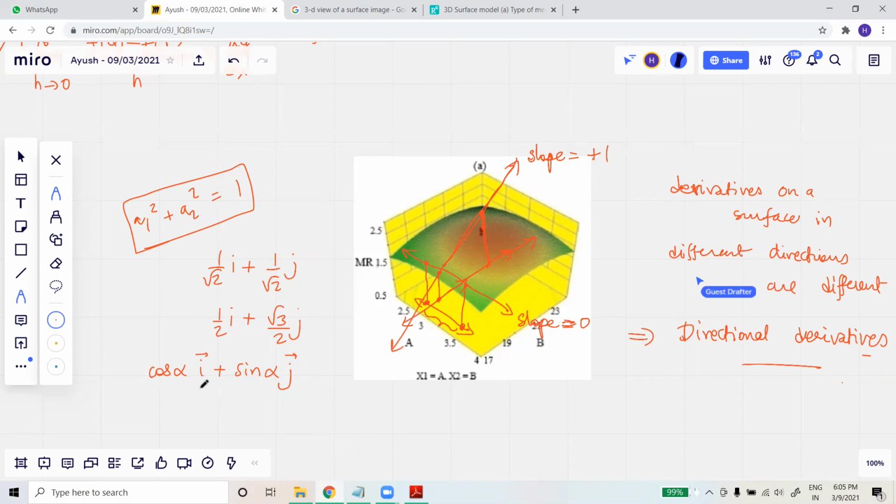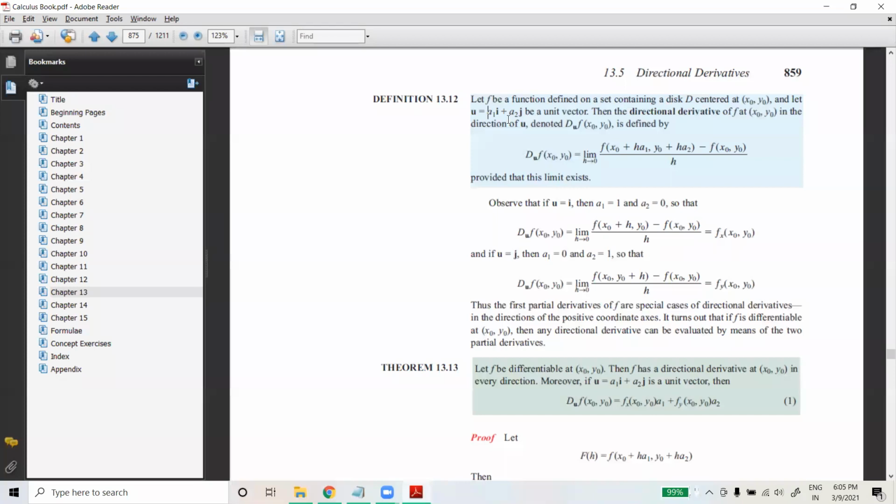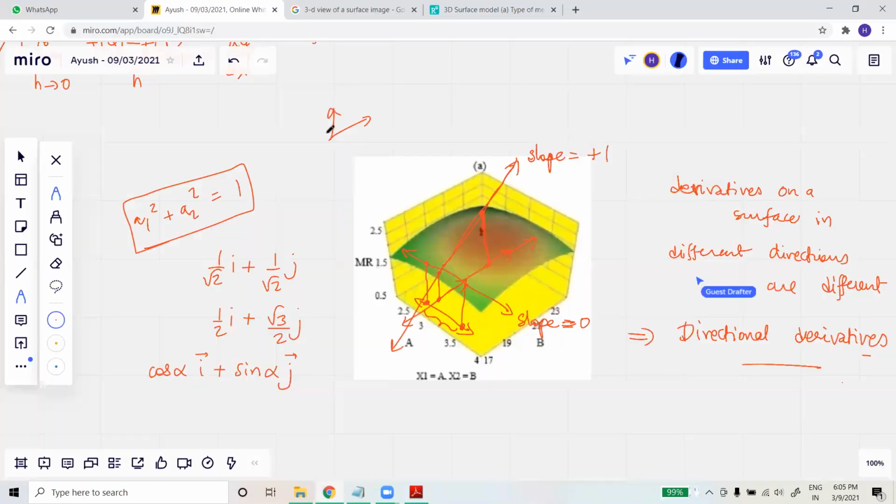So now they're saying let it be the case that we are trying to find the directional derivative along this direction. You can find the directional derivative along any direction you want, along this direction, this direction. These are the different directions, and that is how the alpha comes into play. The alpha tells you the direction, angle alpha.